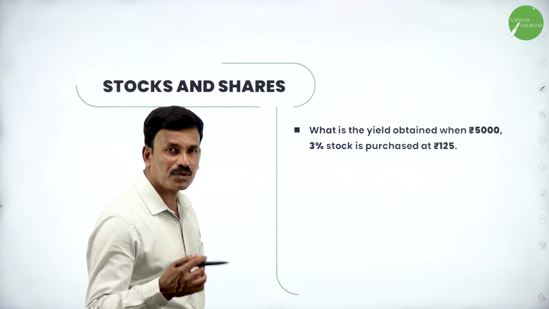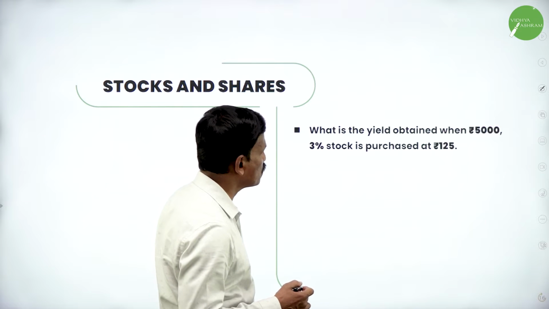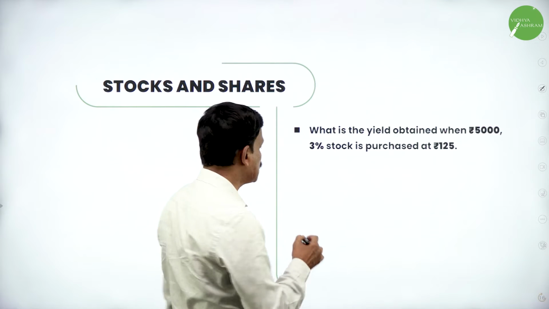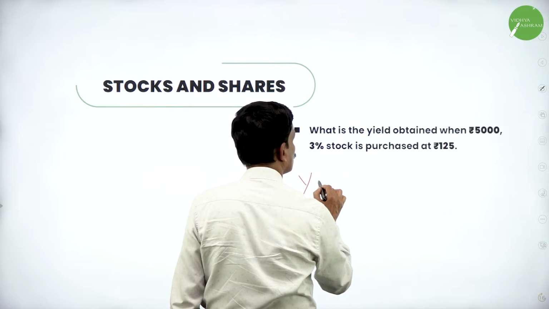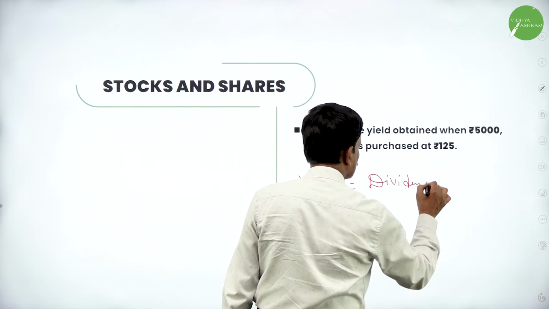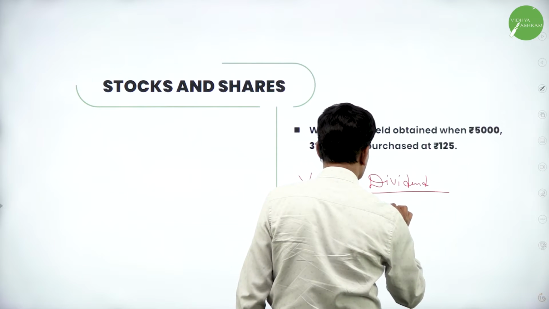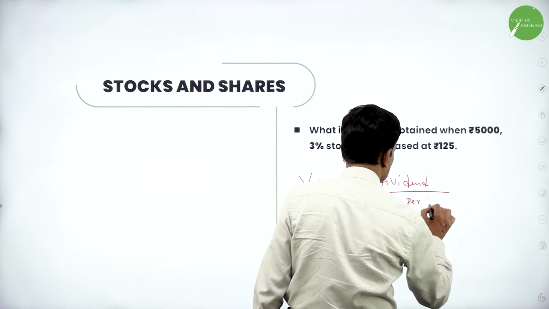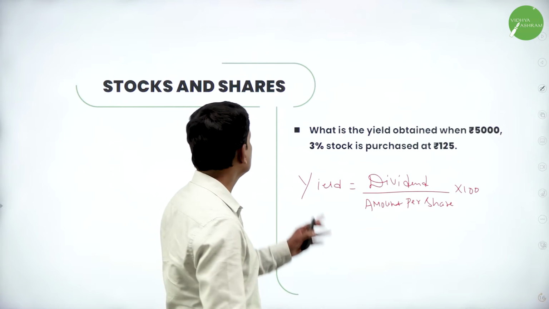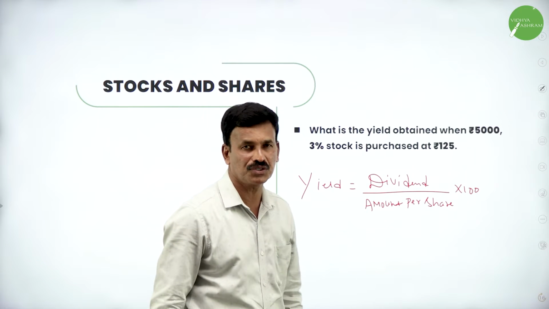Okay. Now let us take a problem for this. What is the yield obtained when rupees 5000 3% stock is purchased at 125? Okay. Now what is the formula for yield? Yield is equal to dividend divided by amount per share into 100.